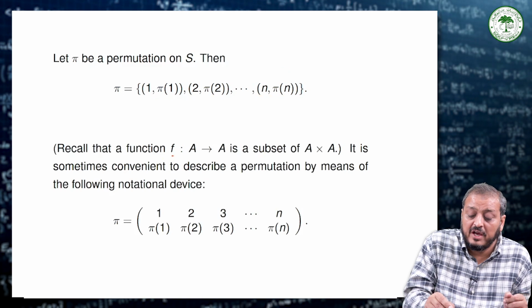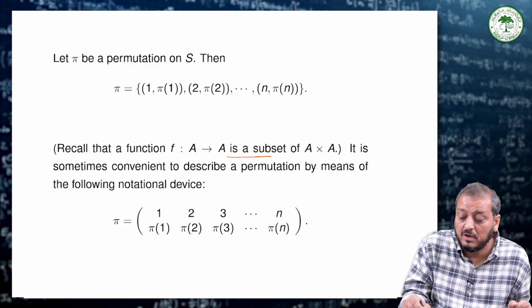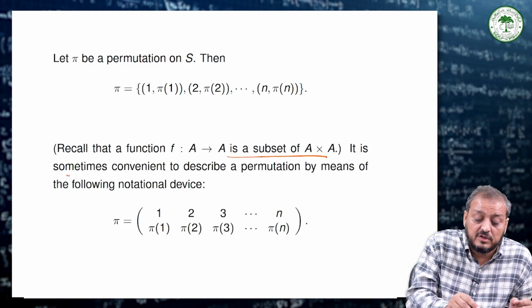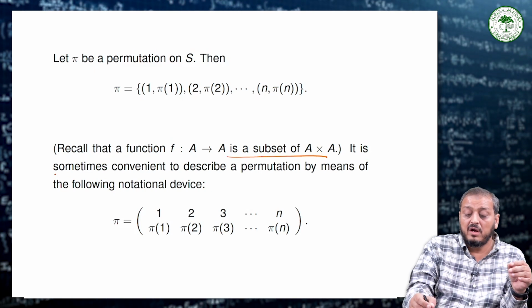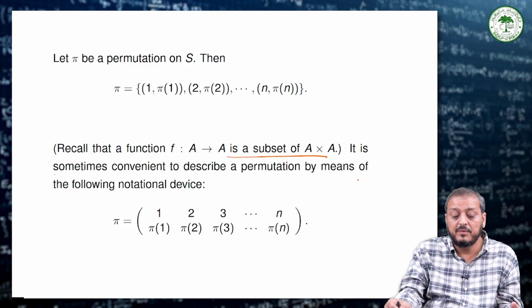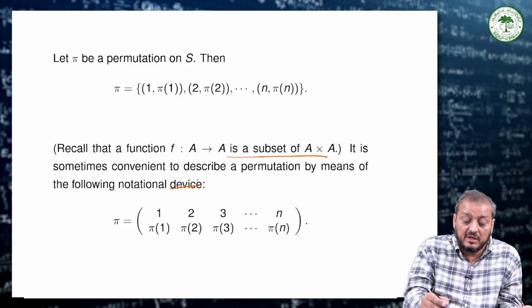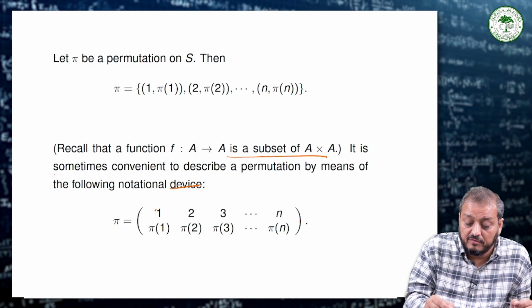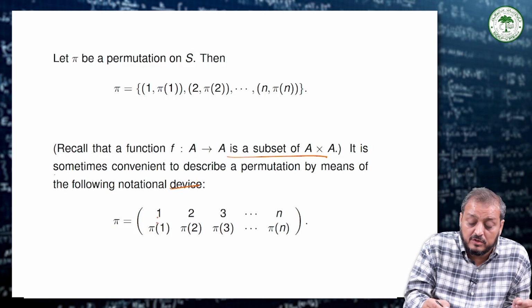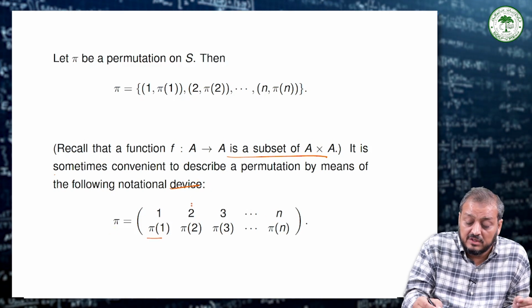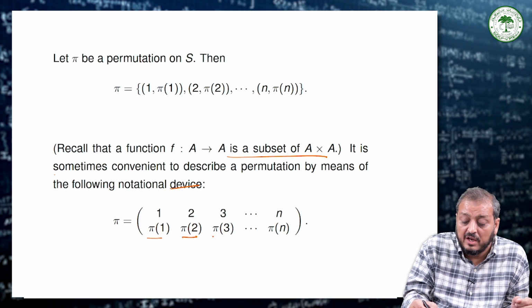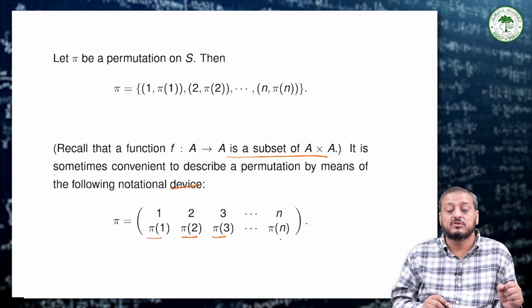Recall that a function f from A to A is a subset of A cross A. It is sometimes convenient to describe a permutation by means of the following notation. That is, pi is written in the form with the top row 1, 2, up to n, and the bottom row the images: image of 1 is pi 1, image of 2 is pi 2, image of 3 is pi 3, and so on.